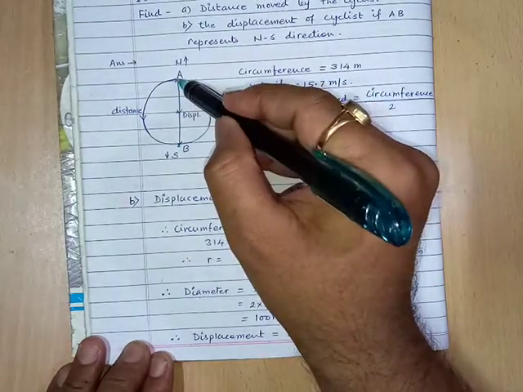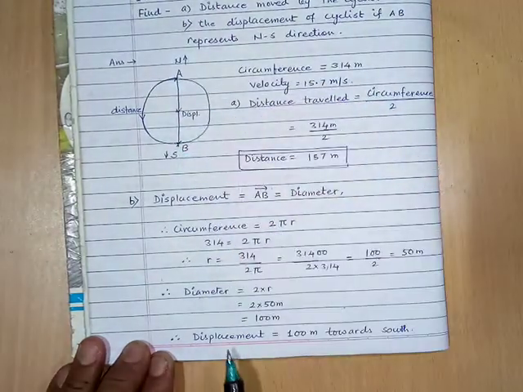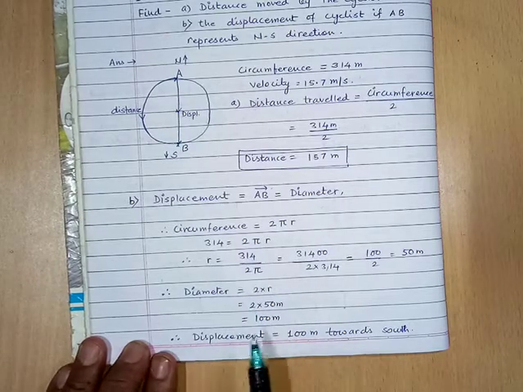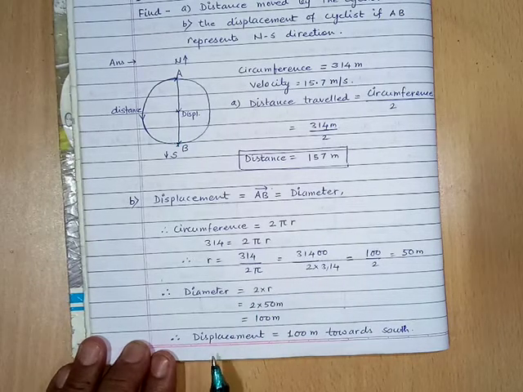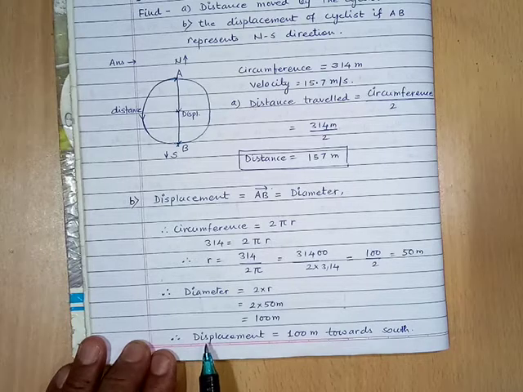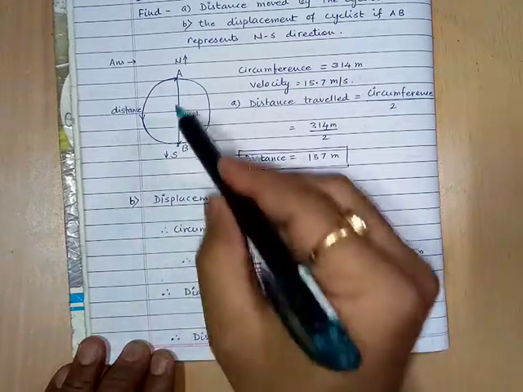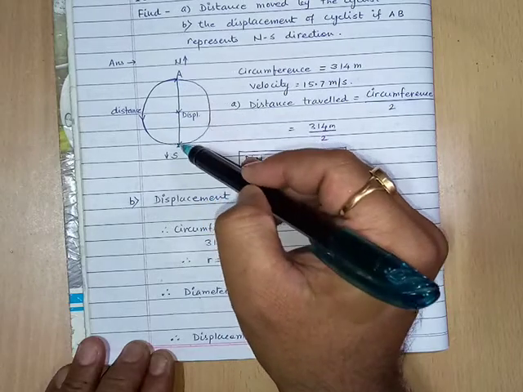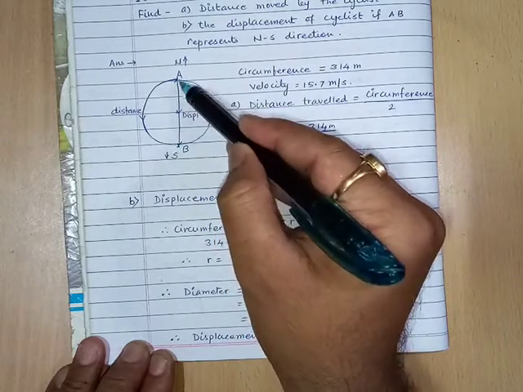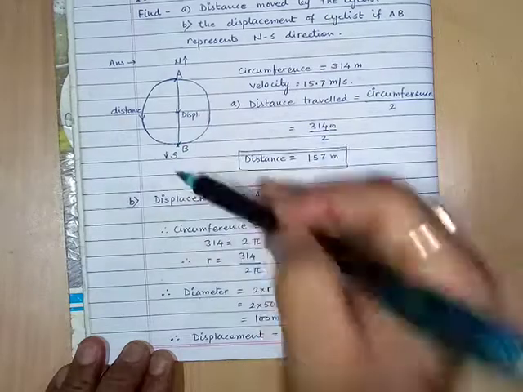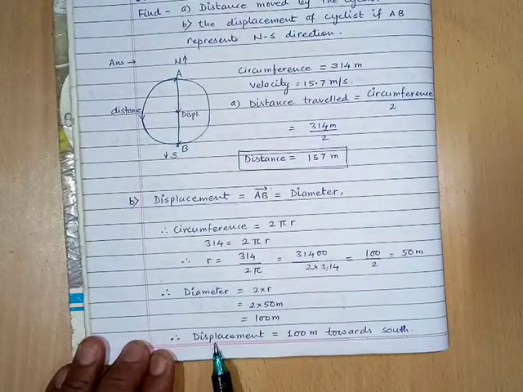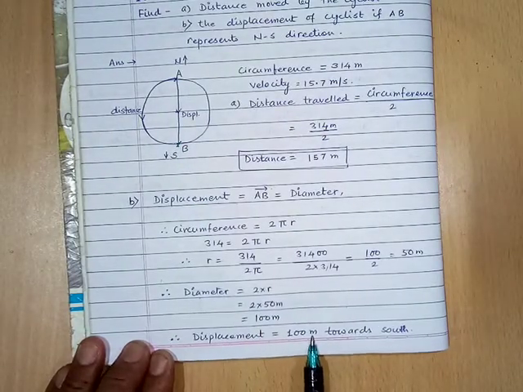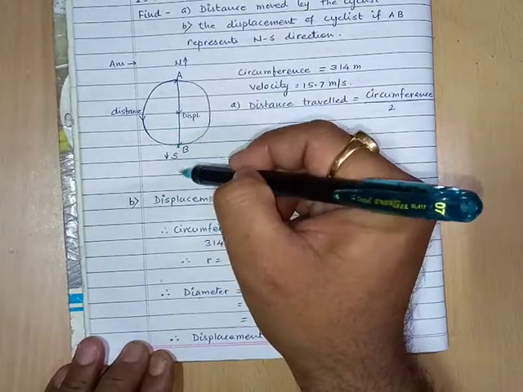That means the object is moving from A to B. We know that displacement is a vector quantity, so it is always necessary to represent it with the direction. So the cyclist moves from this point to this point. The direction of this displacement is toward the south. So I have to write here that displacement is equal to 100 meters towards south. South is this direction.